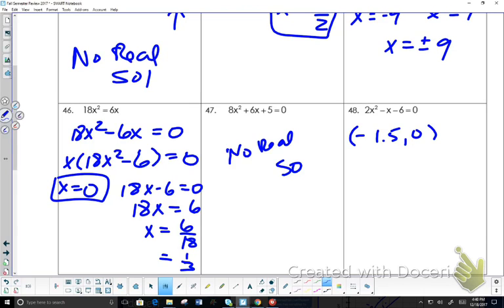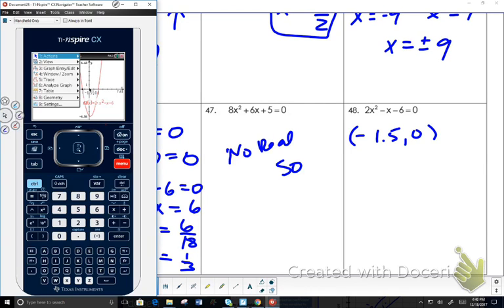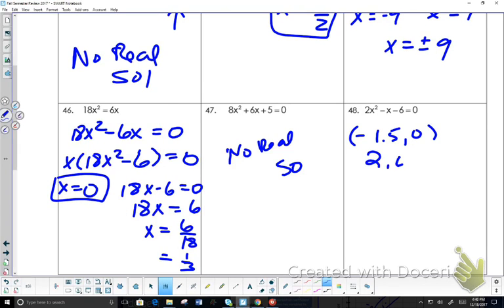Then the other one, there it is. Menu, analyze graph, 0. And you got to find these individually, so it gets left, gets to the right, and then it told me the other one's at 2, 0. So let's see how this works out algebraically then.